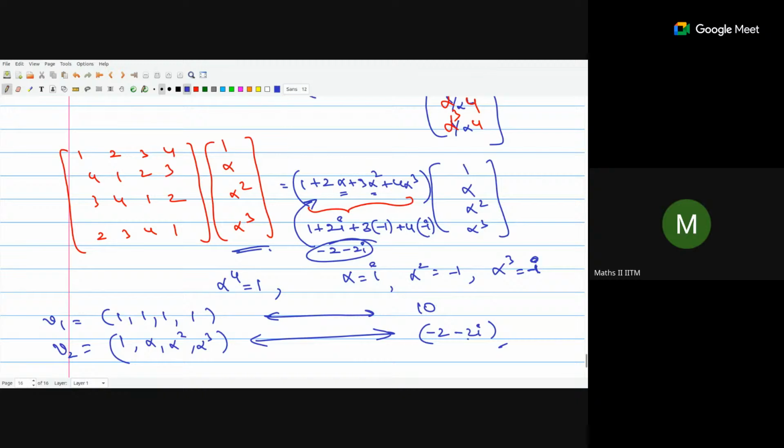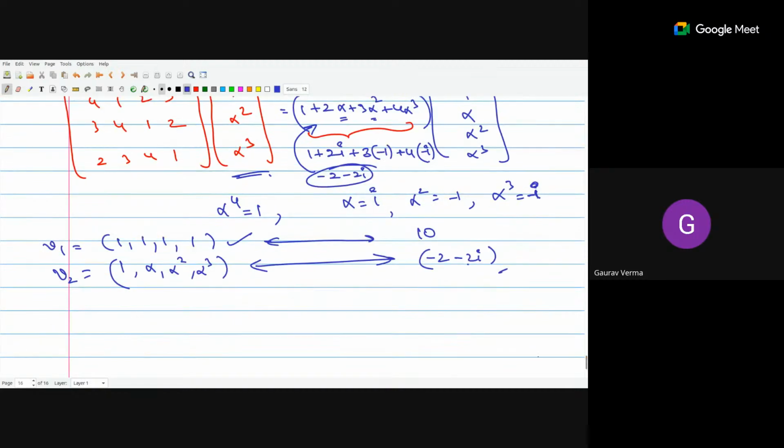Can we prove that given a circulant matrix, the nth roots of unity give the eigenvectors? If I have to state it for a circulant matrix, the first eigenvector is n ones, 1 1 1 1, n times. The second one is with alpha power n equals 1, so 1 alpha alpha square alpha cube up to alpha n minus 1.